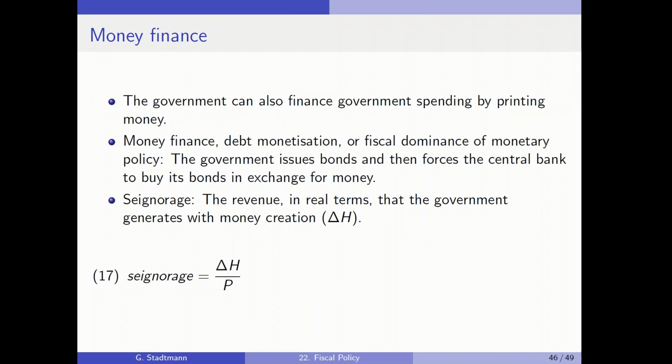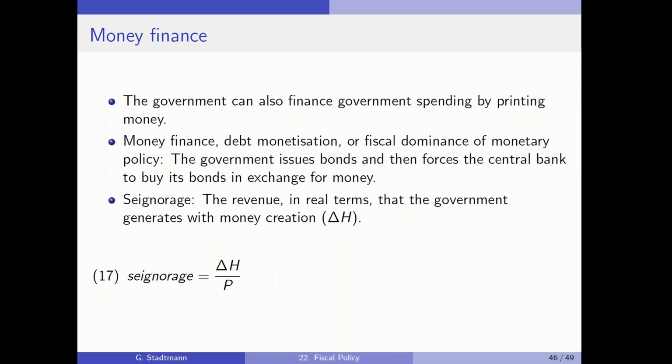What is very important is how many chocolate bars the government gets, because the government wants to pay the wages for policemen, for teachers, and for soldiers. And there it is very important that we know how many chocolate bars we can afford for the additional money created. So also here we are working in real variables.